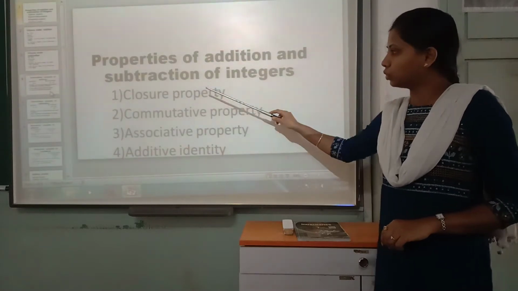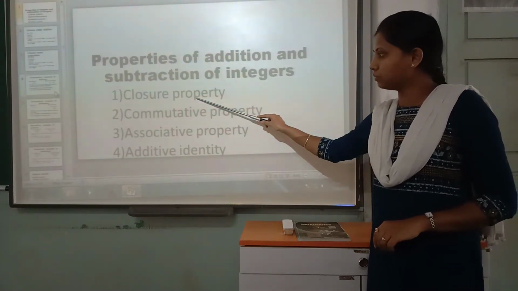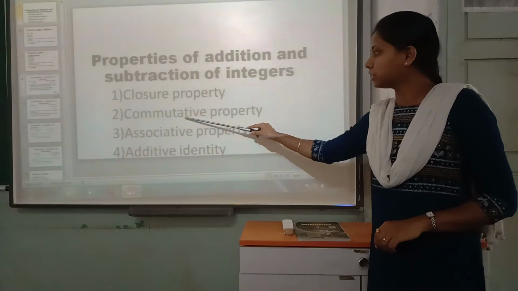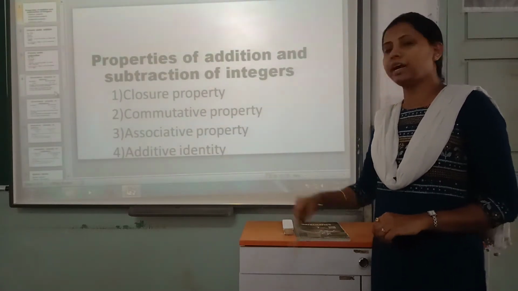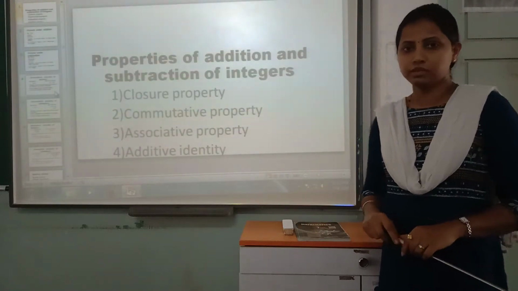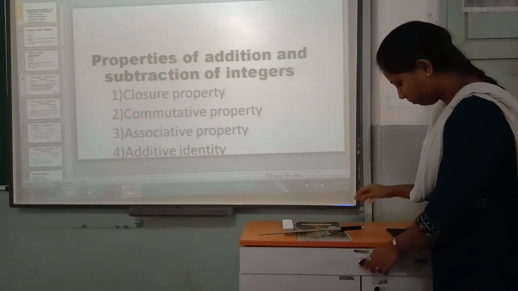So the properties here are, first one is closure property, second one commutative property, third one associative property and additive identity. So let's study one by one.